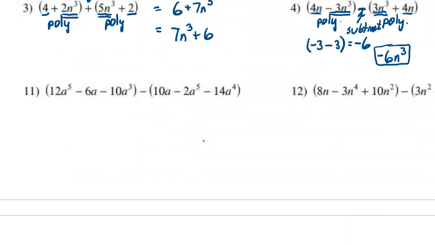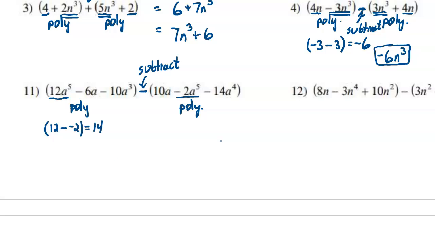Number 11, there is a polynomial with 3 terms called a trinomial. Over here, there's another polynomial that has 3 terms. That's a trinomial. And the operation is subtraction. Subtract the like terms. Here's 12a to the 5th power. Subtract negative 2a to the 5th power. Let's focus on the coefficients. The 12, and we're subtracting the negative 2. That's 14. And that 14 was the coefficient of a to the 5th power.